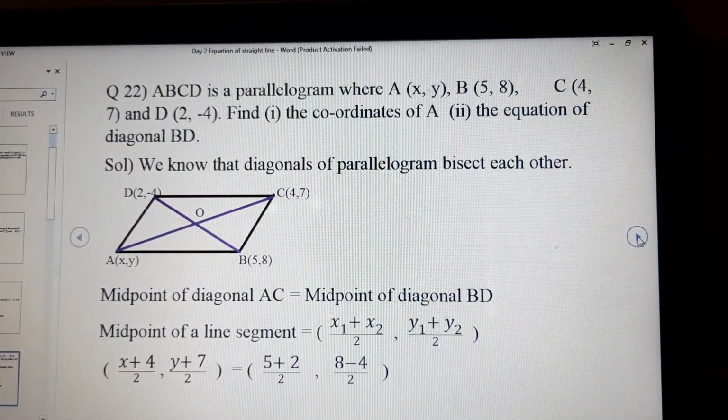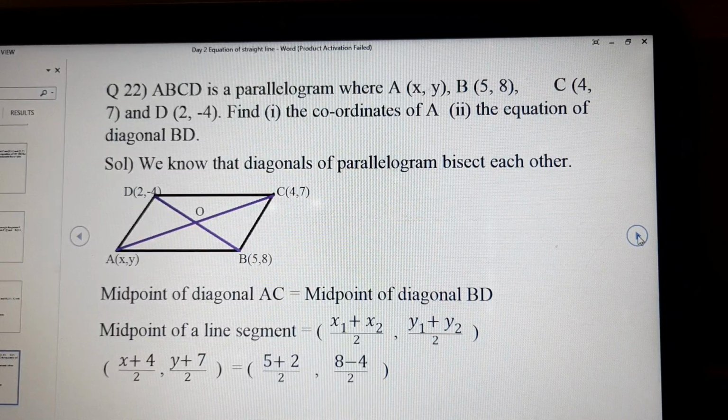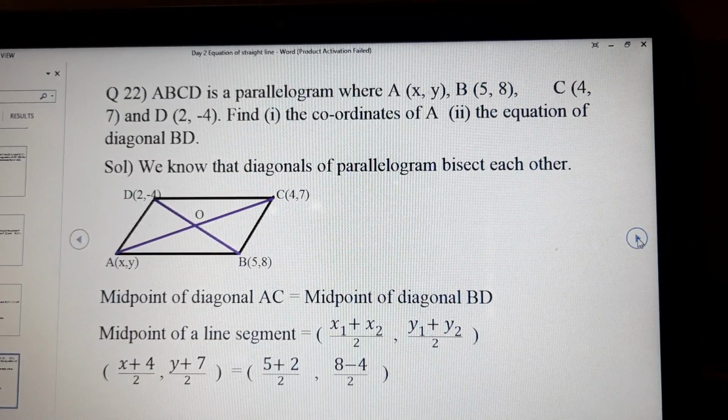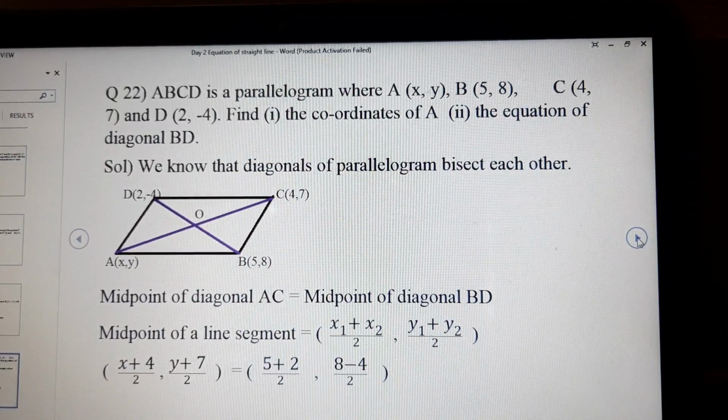Fine. Now, question number 22. ABCD is a parallelogram where all 4 points have been given, and the coordinates of point A are unknown. First of all, we have to find out the coordinates of point A, then the equation of diagonal BD.